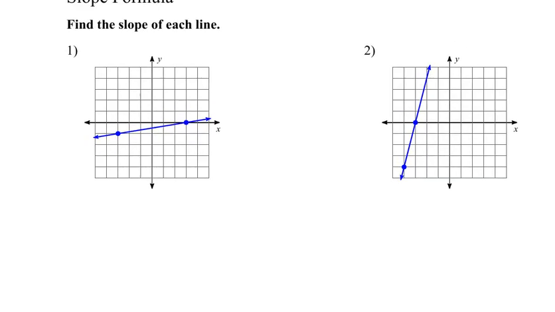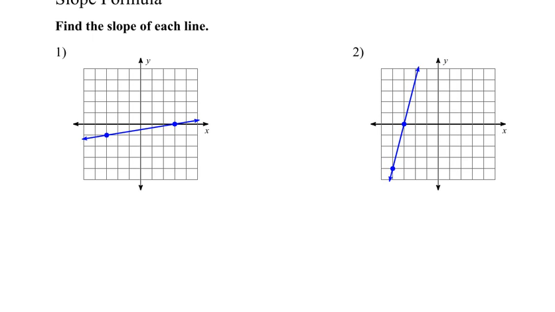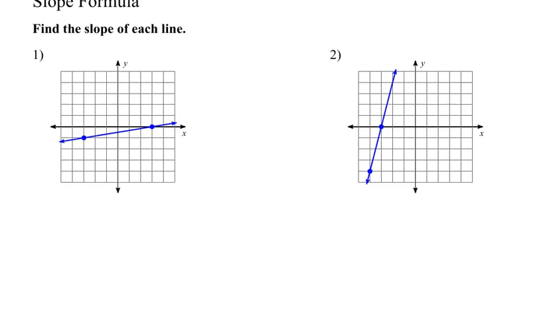All right, so first of all, I have two pictures. The way we've been finding slope is by counting it out, right? On this one, it's up 1 and over 1, 2, 3, 4, 5, 6. So my slope is 1 over 6. This one, I count up 1, 2, 3, 4, and over 1. My slope is 4 over 1.